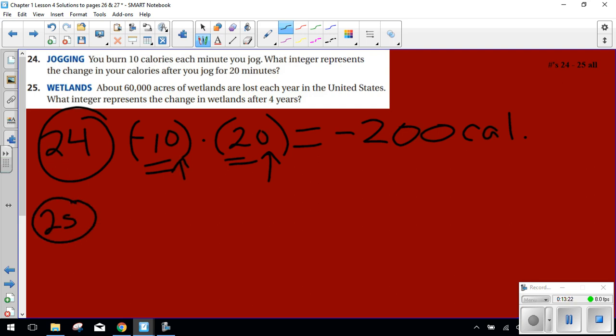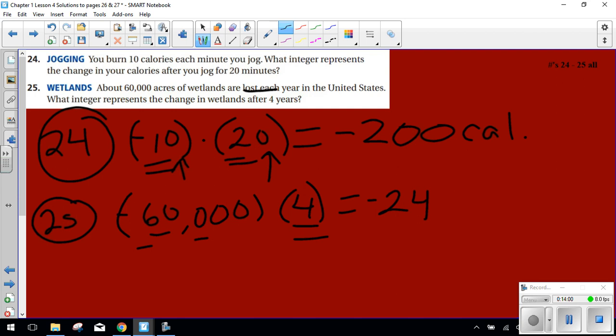Okay, number 25. About 60,000 acres of wetlands are lost each year in the United States. What integer represents the change of wetlands after 4 years? So we lose 60,000 acres. So 60,000 is negative times 4. I know these numbers look huge, but I promise you this is the same as doing 6 times 4. Take a look at the 6 and the 4, and we get 24. We have a negative times a positive. So let's put a negative here.